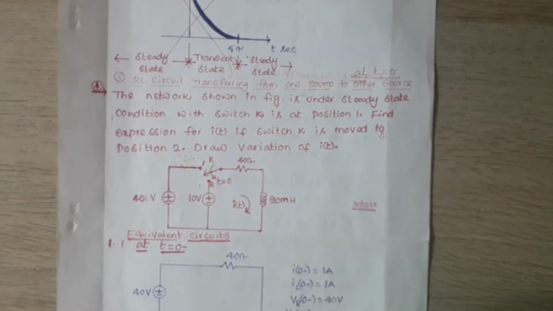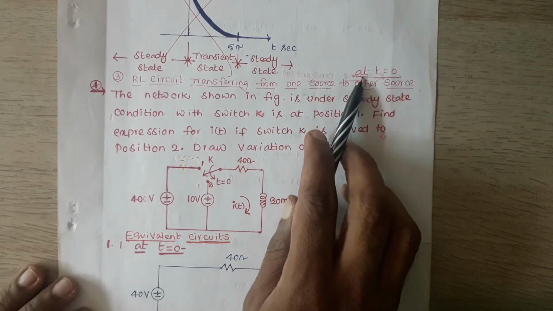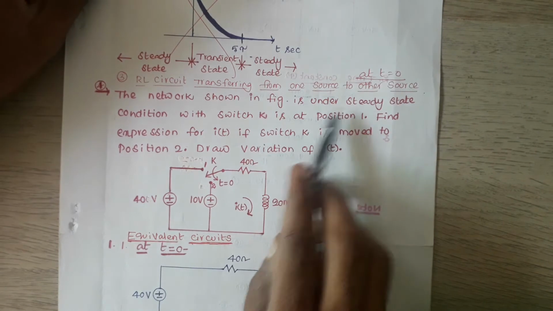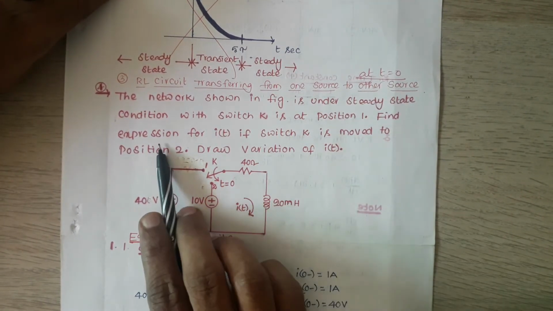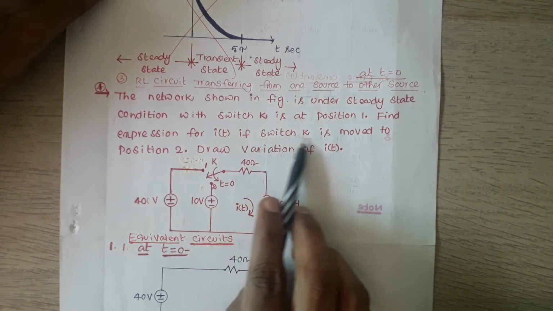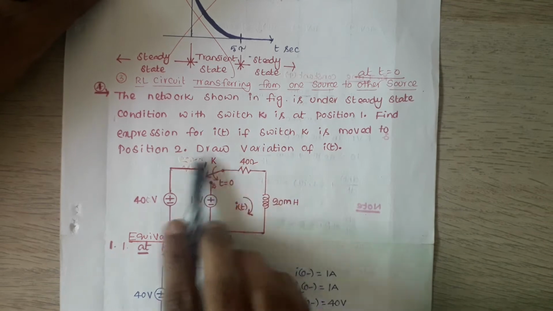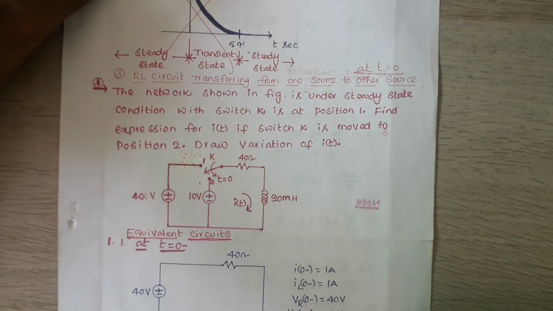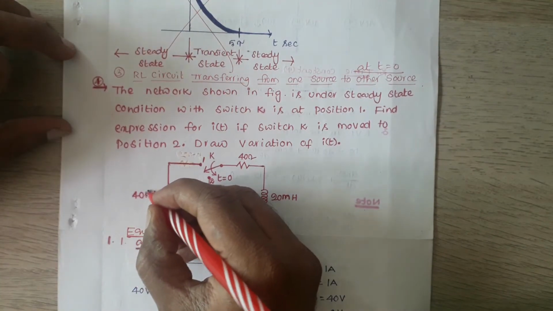So, RL circuit transferring from one source to other source at t equal to 0. That is the topic. The network shown in figure is under steady state condition with the switch K at position 1. Find the expression for I of t if the switch K is moved to position 2, and draw the variation of I of t. This circuit has been given. So this is 40 volts, not 400 volts, it is 40 volts.